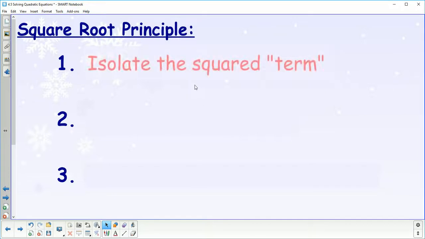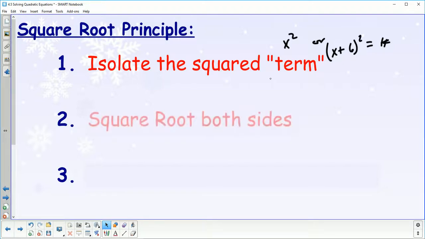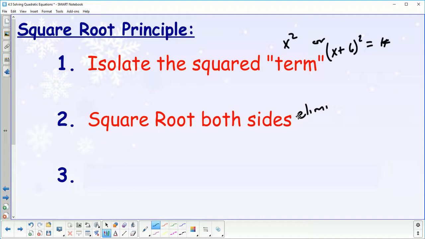First thing we need to do is isolate the squared term. Now that could mean it's like an x squared. This would be a squared term by itself. Or it could be something like x plus 6, all squared, and then equals some number. This would be isolating the squared term. We want to do that because we want to get rid of that square. And once we have it just as our squared term, we're going to square root both sides. That eliminates the square.